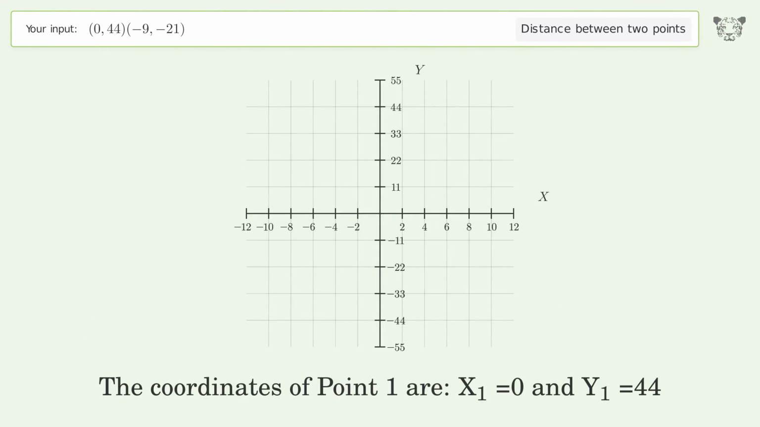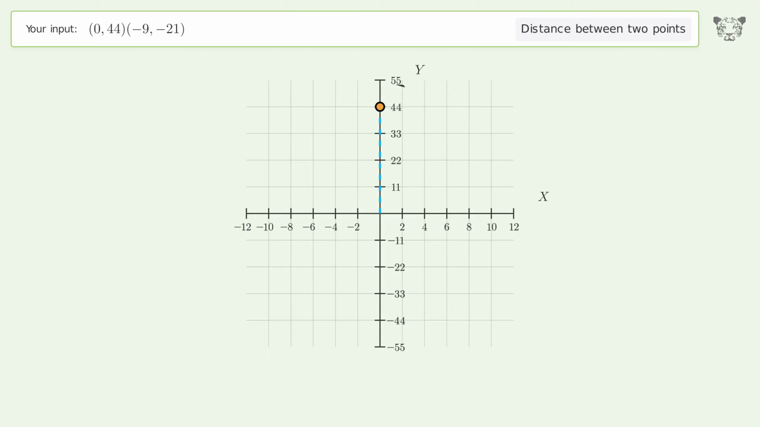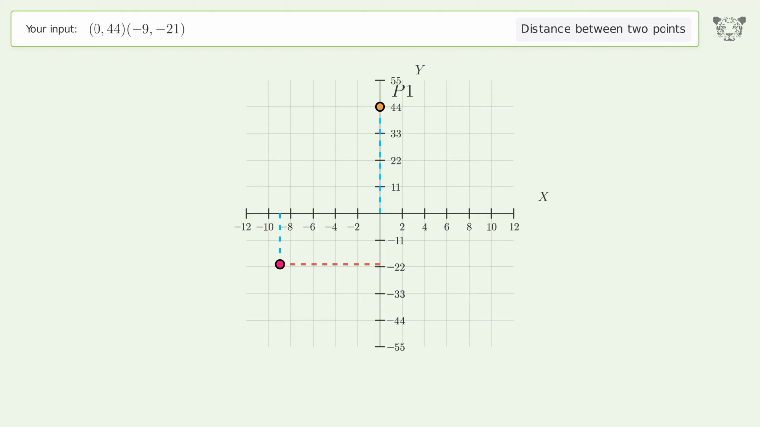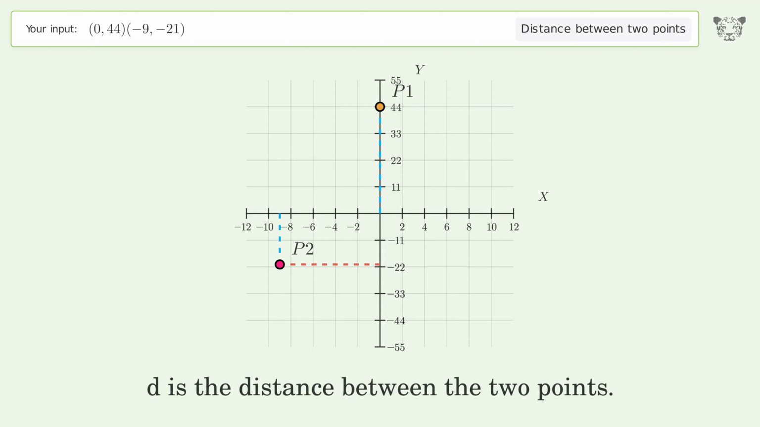The coordinates of point 1 are x1 equals 0 and y1 equals 44. The coordinates of point 2 are x2 equals -9 and y2 equals -21. D is the distance between the 2 points.